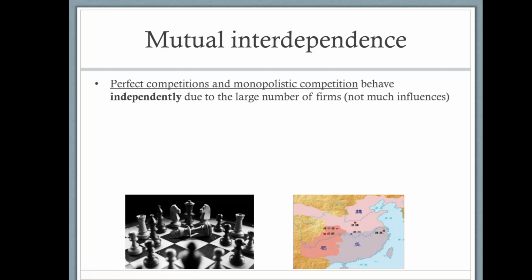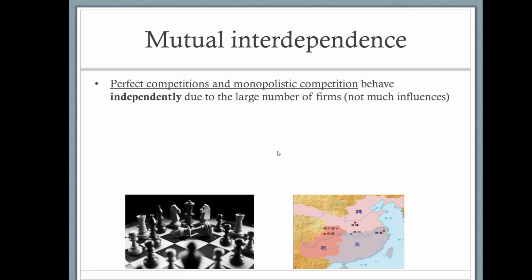Just because you are changing your strategy, you're not going to affect much, right? The market share that you have is so small, so you have no market power at all. So they are going to act independently. But when we are talking about oligopoly, it's different.